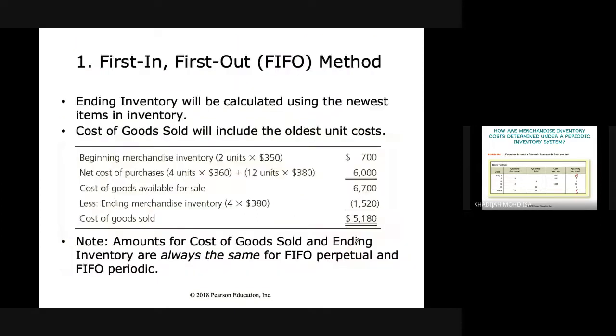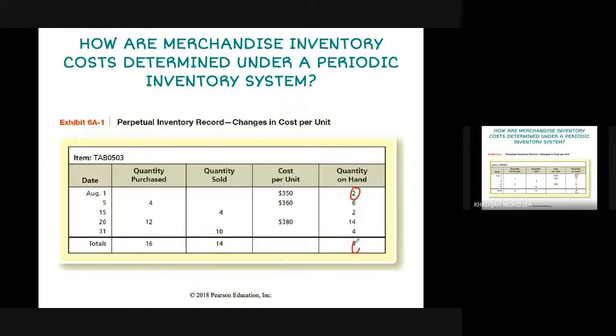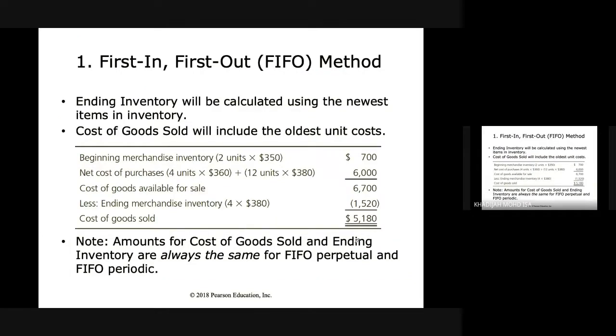But when you do a periodic, you will not have these units in hand at any point of time. The only way that you can know your closing balance is by doing a physical stock take. So you have to count how many units you have. Assuming that you're now using FIFO, the cost of goods sold includes the oldest units, first in, first out. So what you sell is the oldest unit, and your closing would be your newest units.